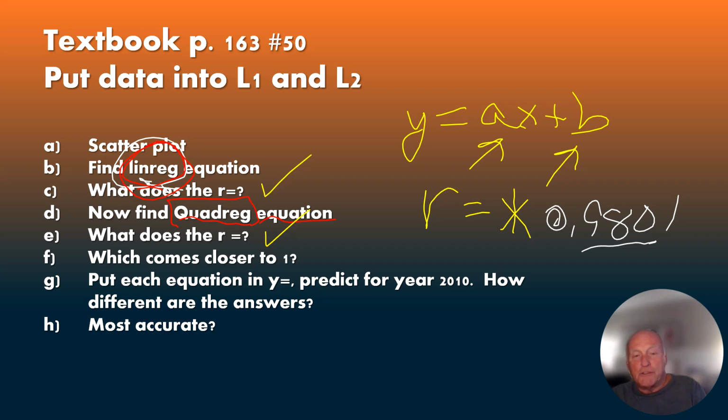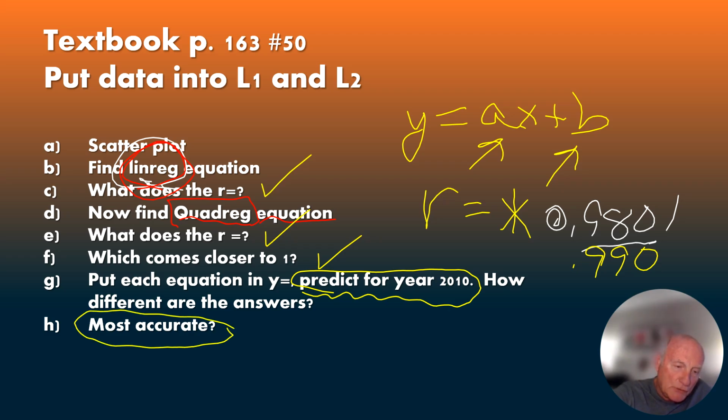And you're just going to do this on your own sheet of paper to where you can answer it. One of those is going to come closer to 1. For instance, it might be 990 or 983. One of them is going to come closer to 1. And the one that does, write that there. And what you're going to find is, put each equation in one at a time to make a prediction for the year 2010.